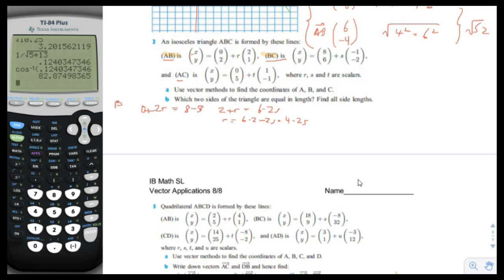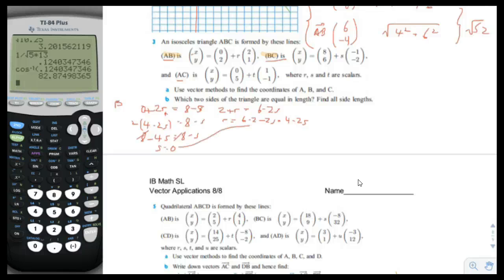And then we're going to put 4 minus 2s into r here, and we'll get 2 times 4 minus 2s equals 8 minus s. We got 8 minus 4s equals 8 minus s. So the 8's cancel out, and we end up with minus 4s equals negative s. The only way that's true is if s equals 0. Okay, so s is equal to 0.